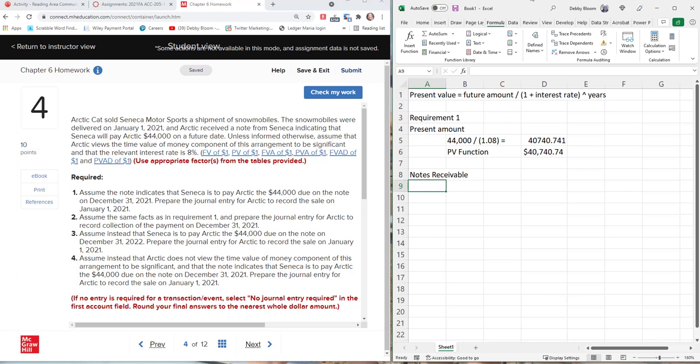And we never record anything that's going to happen in the future. We're going to earn the interest over the next year, so the note receivable right now is 40,741, and the offset is to credit the sales revenue.